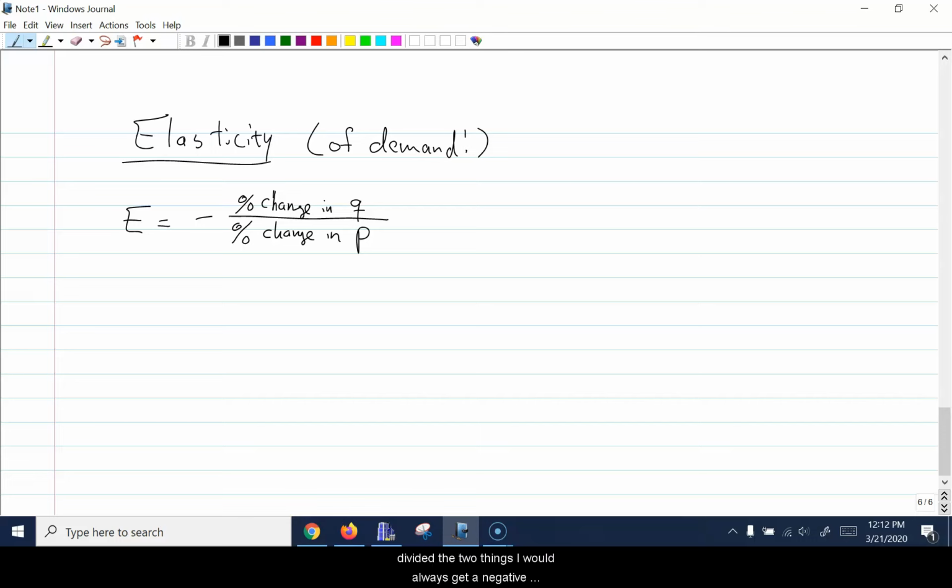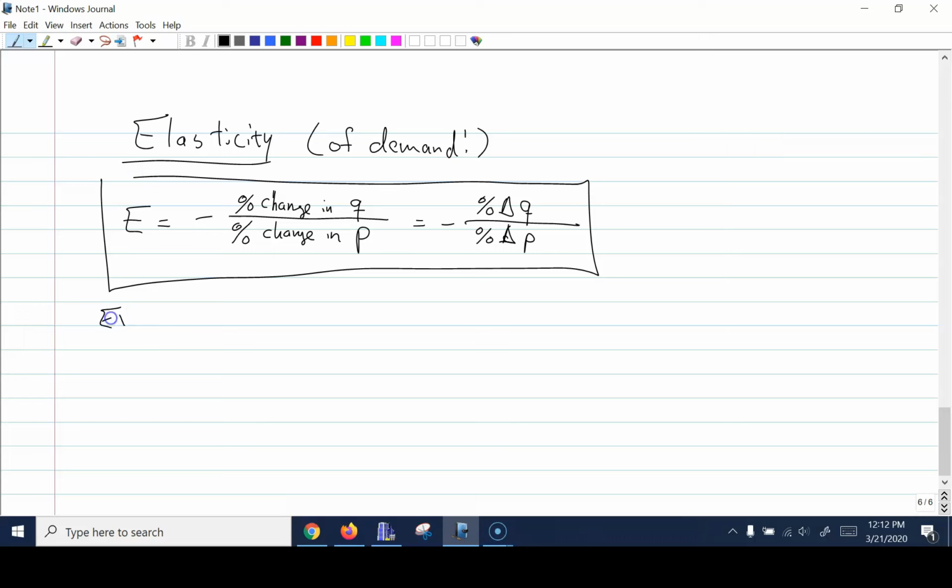So the elasticity, if I just divided the two things, I would always get a negative number. One of those increased and one of them decreased. We stick a minus sign out front to make elasticity a positive number, because it feels dumb to give a name to a thing that's always negative. Is there an example of that? I don't know if there's an example of that. I can't think of one. I'm going to usually shorten this by percent change in Q divided by the percent change in P. I'm going to use delta for change in.